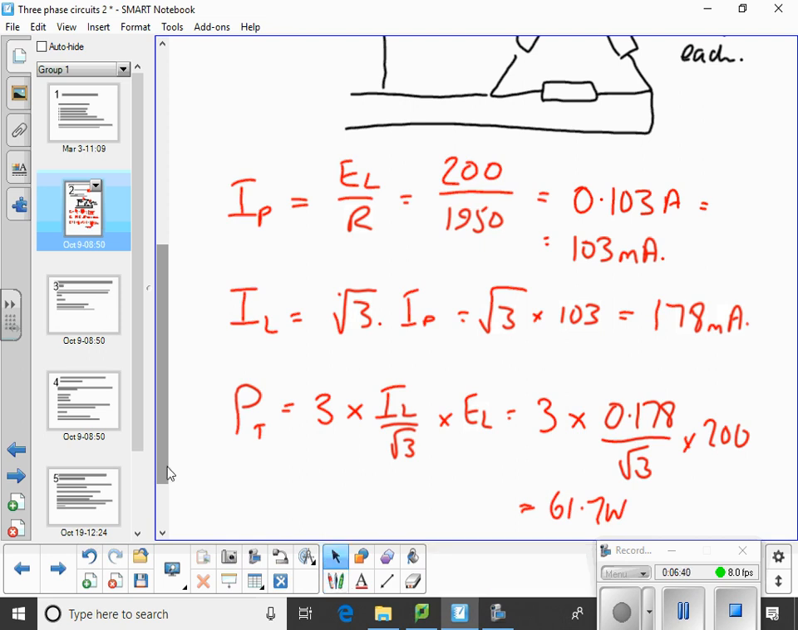We aren't actually going to be able to measure that tonight. We would have probably measured what one phase is anyway. We haven't got a three-phase watt meter. All right? But we can certainly prove that, or hopefully, we get 103 milliamps in each phase, and 178 milliamps in a line, with 200 volt line voltage. Okay.